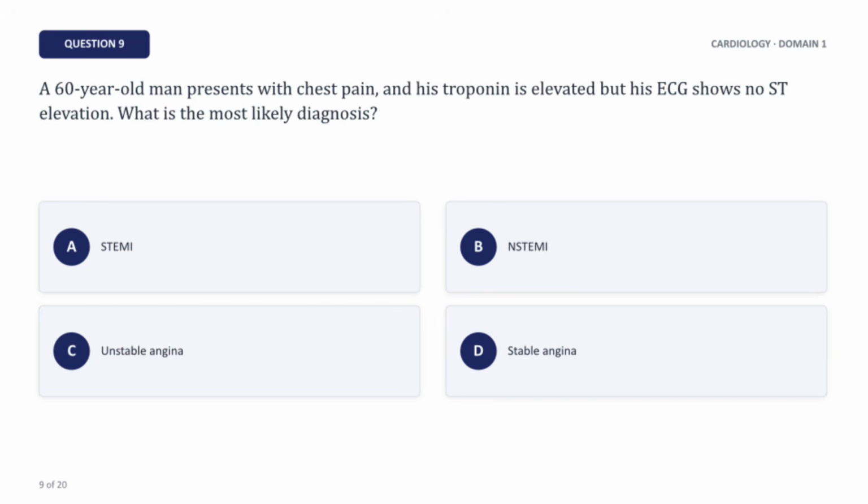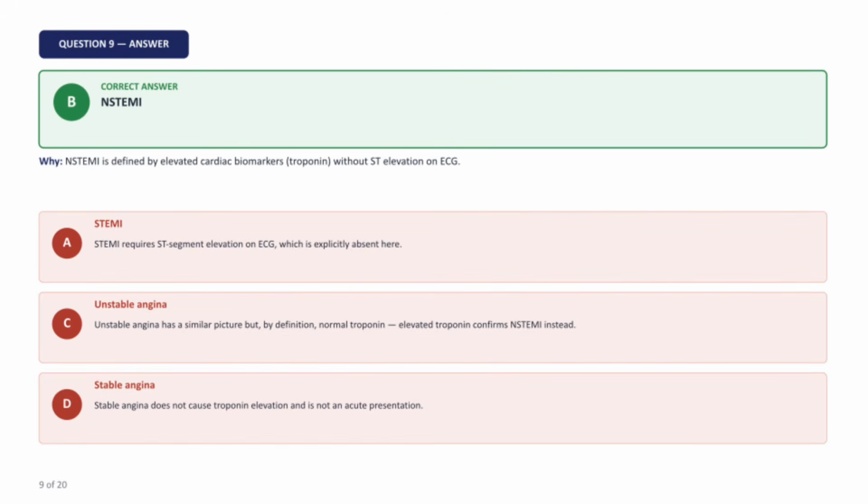Question number 9. A 60-year-old man presents with chest pain and his troponin is elevated but his ECG shows no ST elevation. What is the most likely diagnosis? Option A, STEMI. Option B, NSTEMI. Option C, unstable angina. Option D, stable angina. The correct answer is option B, NSTEMI.